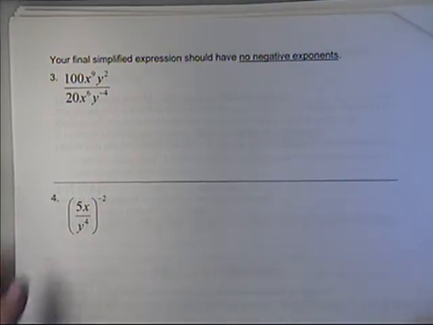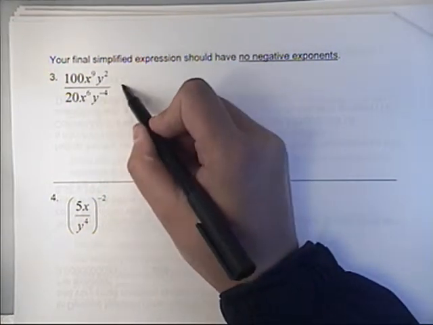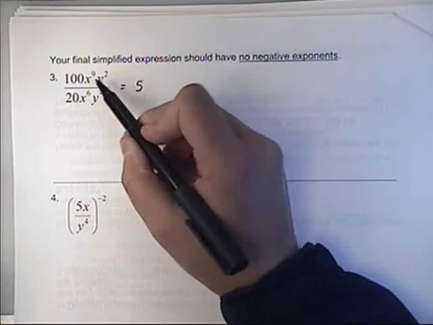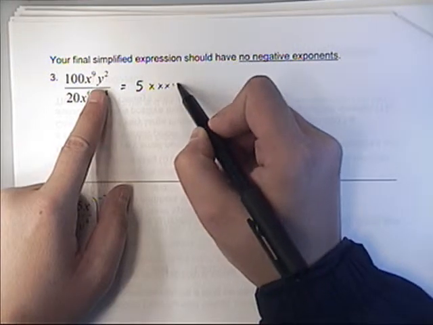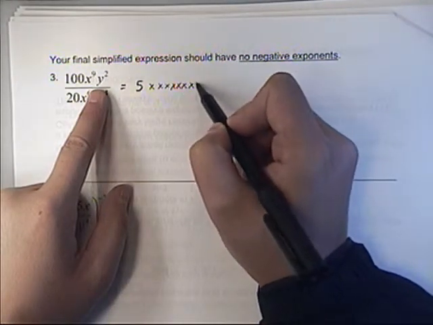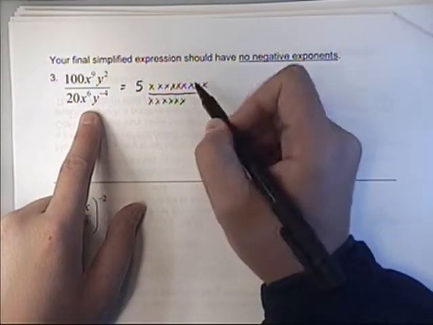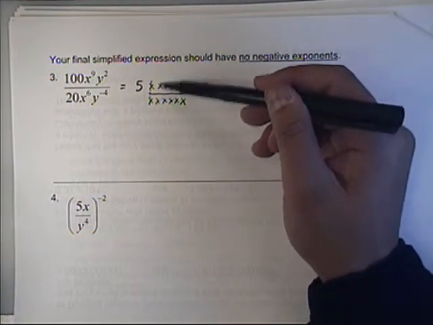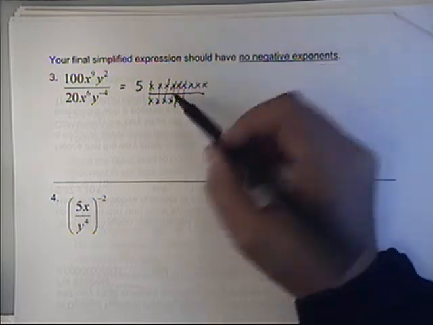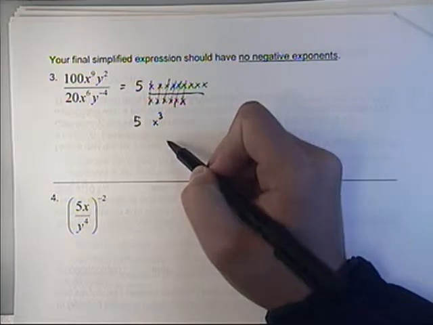Simplify the expression, but we don't want any negative exponents. Okay, well let's take it one section at a time. We can divide 100 by 20, which gives us 5. On the top here I have 9 x's. 1, 2, 3, 4, 5, 6, 7, 8, 9. On the bottom I have 6. 1, 2, 3, 4, 5, 6. And again, I can do this just in my mind, but if I cancel 6 of the x's, I have 3 left over on the top. So that's 5x to the third.